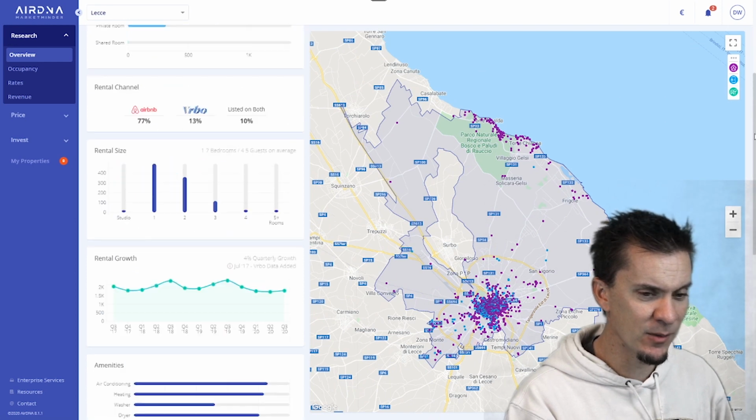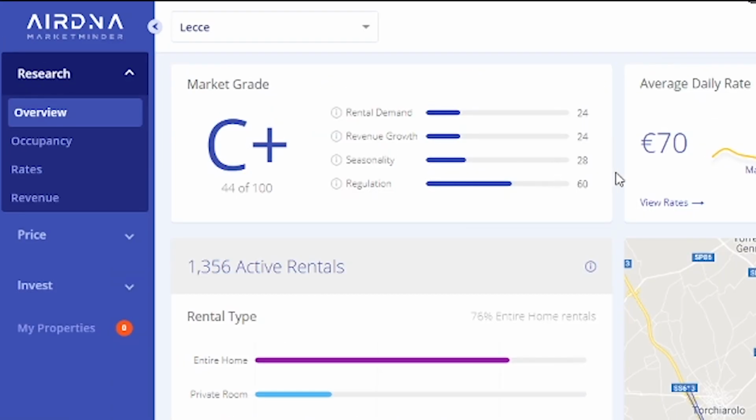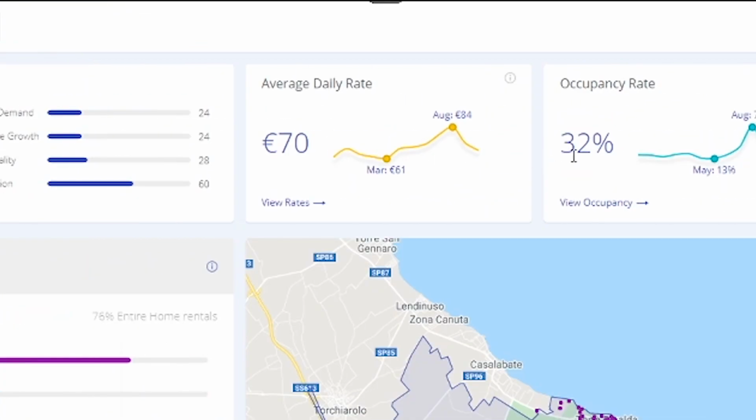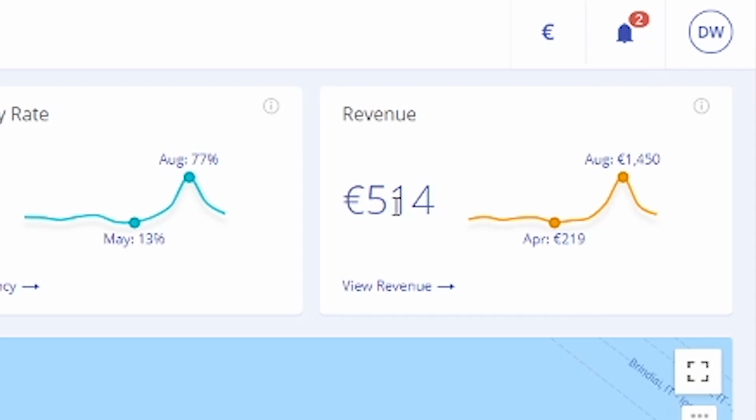You can see almost everything. What I want to just look at quickly is the C+, 70 euros as an average daily rate, an occupancy rate of 32%, and revenue of 514. This is a median monthly revenue for a 12-month period. And all of these are based on the last 12 months. You can see there's a little graph saying May was a low month, August was a high month, April was a low, August was a high, and that's pretty typical.